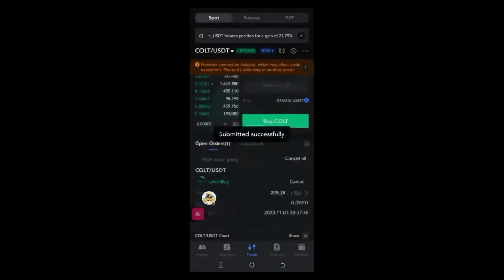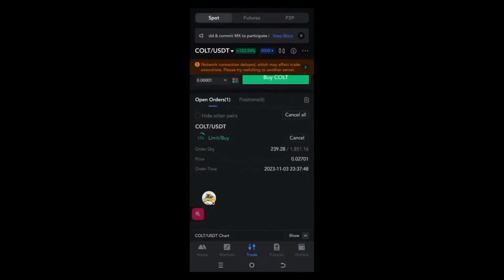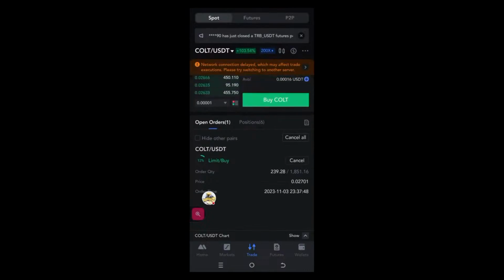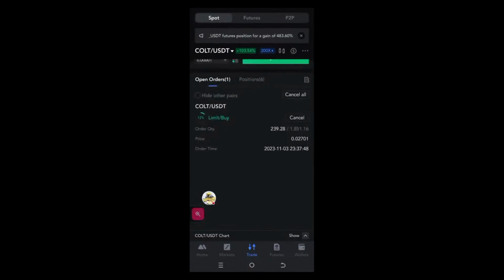I want to go. Let's see if this will work. Submitted. We're in the queue. Oh, it bought. Some of it got bought. 12%. We could actually adjust it. No, I think I could, but it's not adjustable. Since we bought part of it, we just have to go with it. We'll just buy the rest.